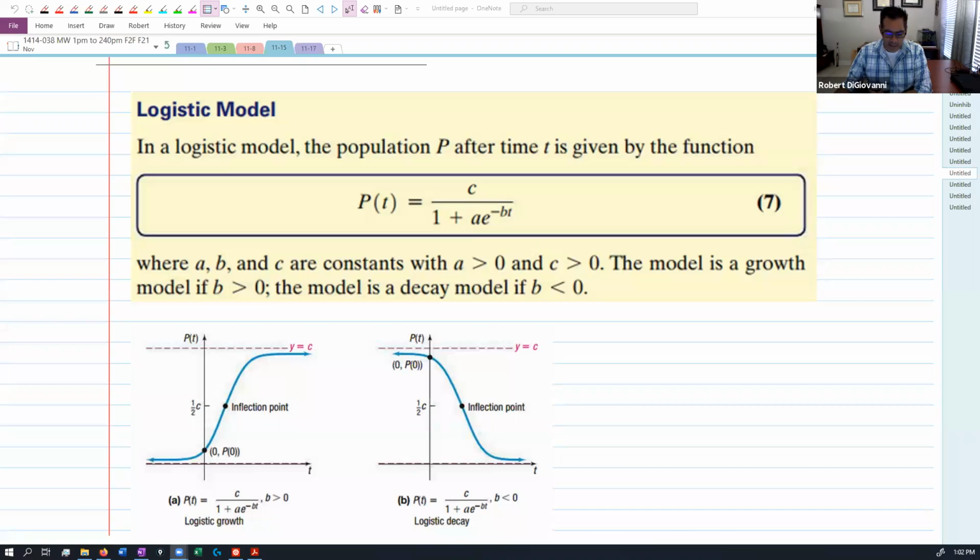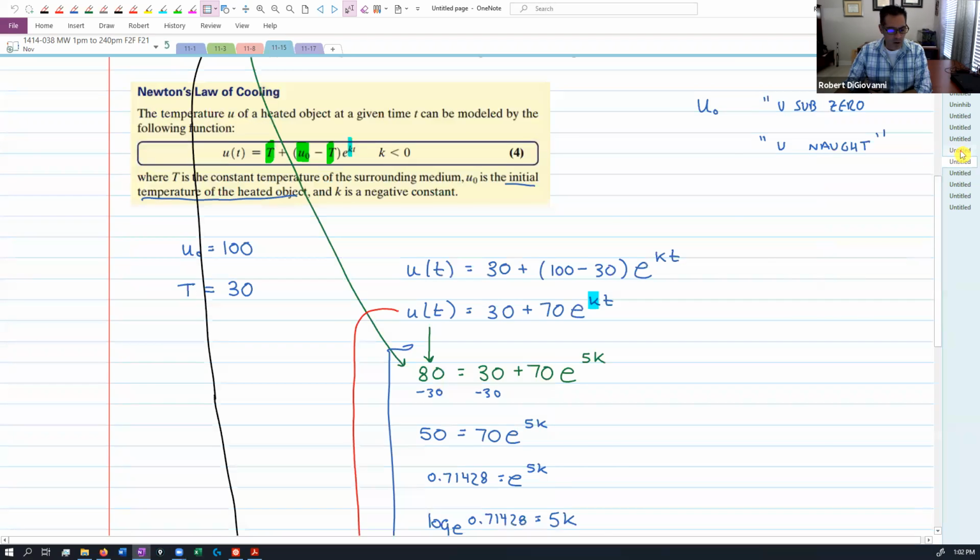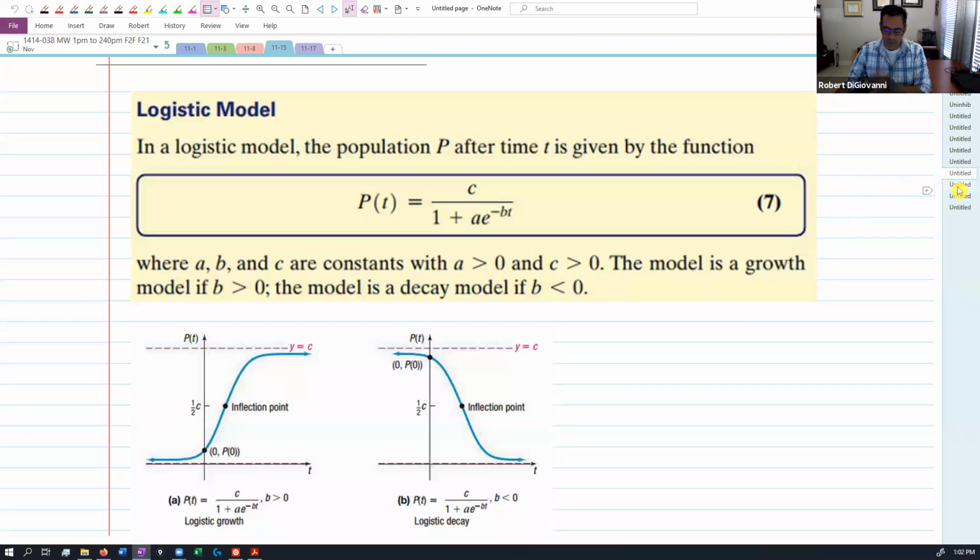So we are going to finish up the word problem section, where we were talking about exponential growth and decay. Then we did Newton's law of cooling, and then we were going to start here with just one more type of model to look at, and it's called a logistic model.